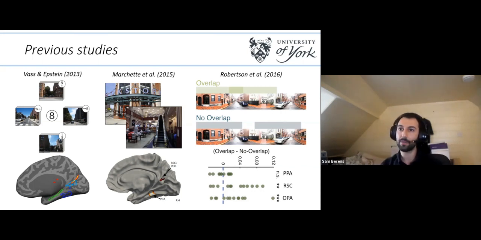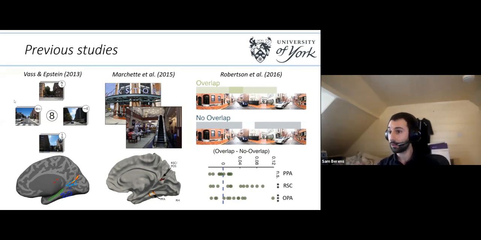So for instance, in this study over here by Vass and Epstein, 2013, participants were shown images inside the scanner of various positions in a road grid network that was very familiar to them. And those images might have either been facing north, south, east, or west. And independent of whether they were facing north, south, east, or west, the authors identified patterns of activity that were stable and consistent for a specific position or location in that grid system, that road network, but didn't depend on the viewing direction.